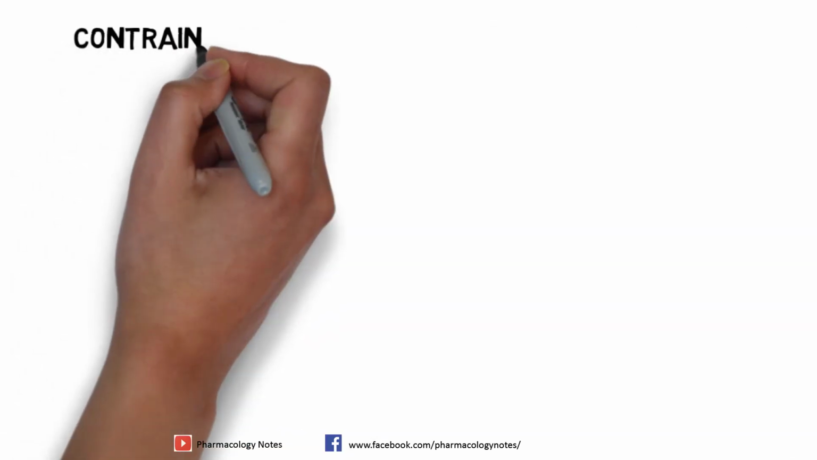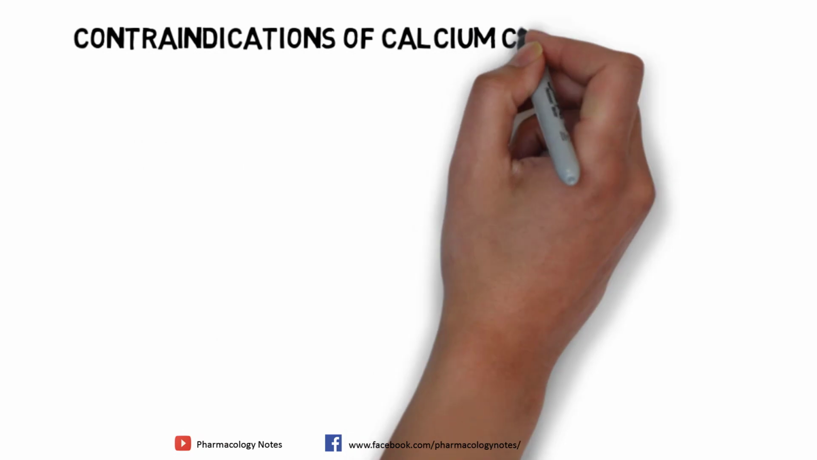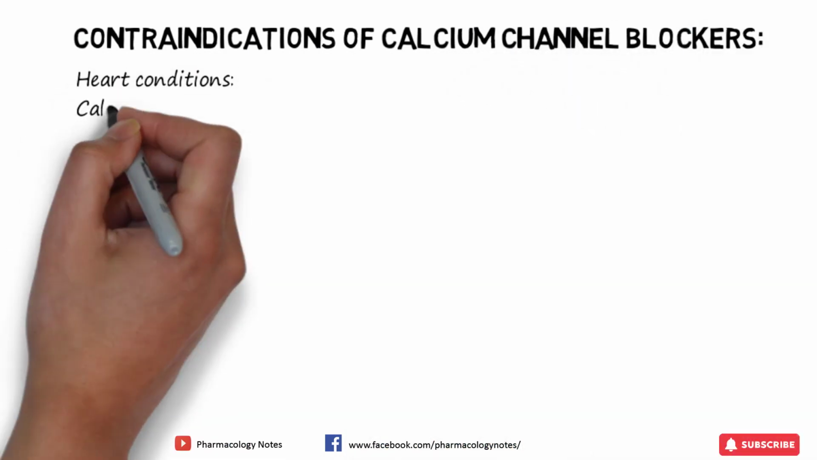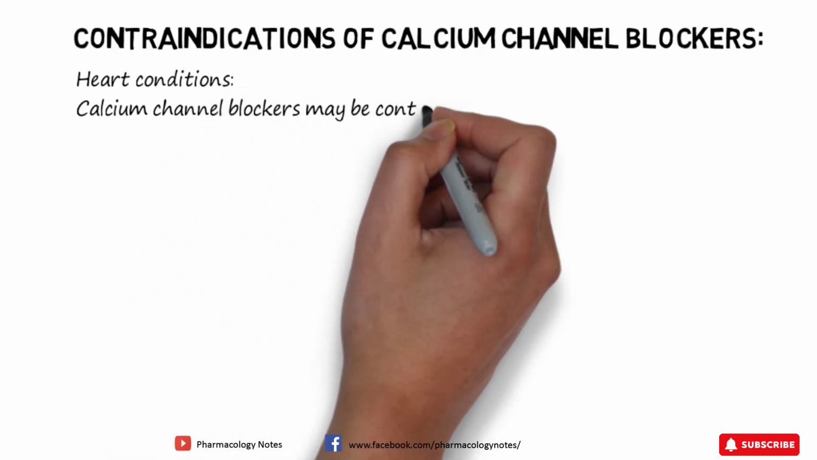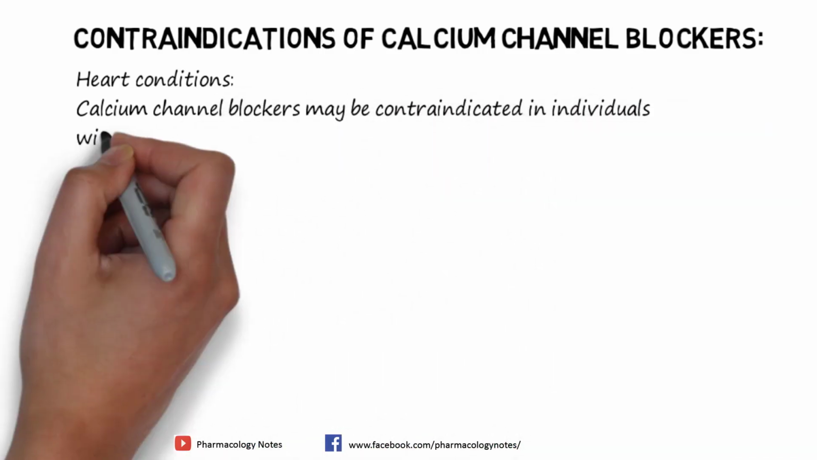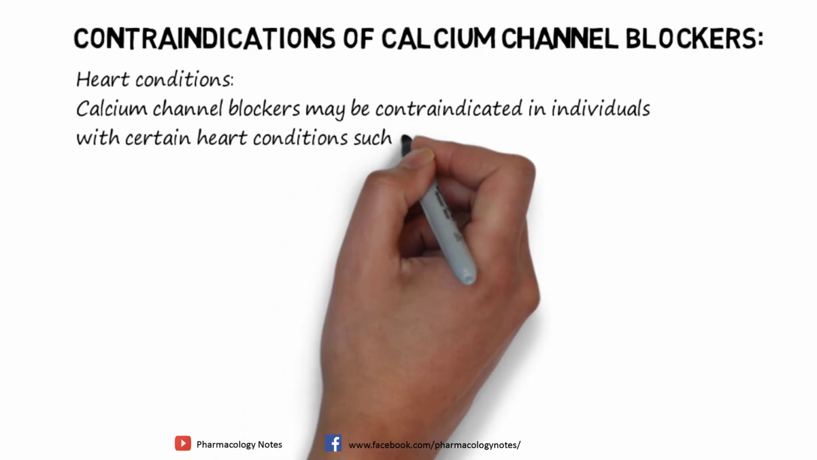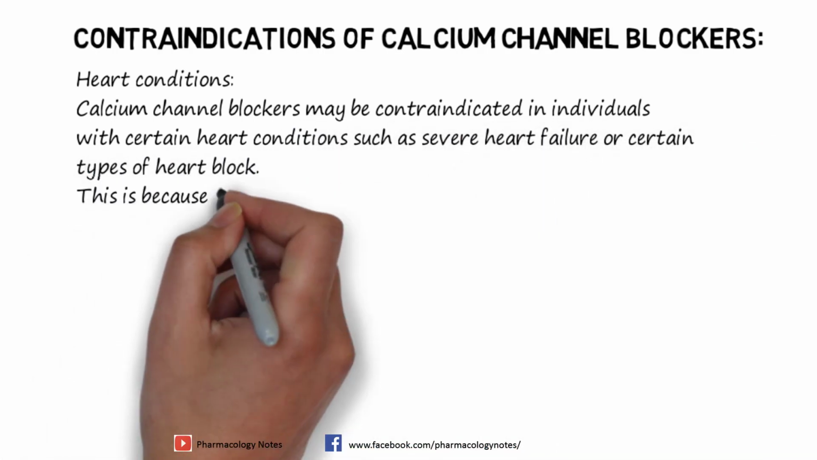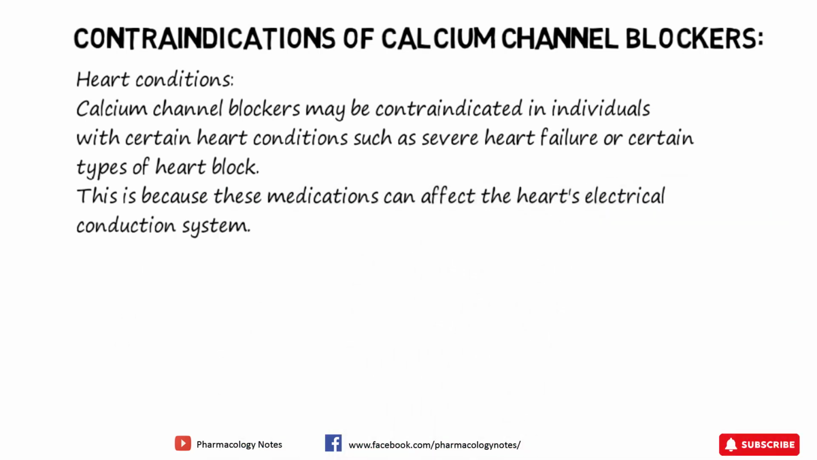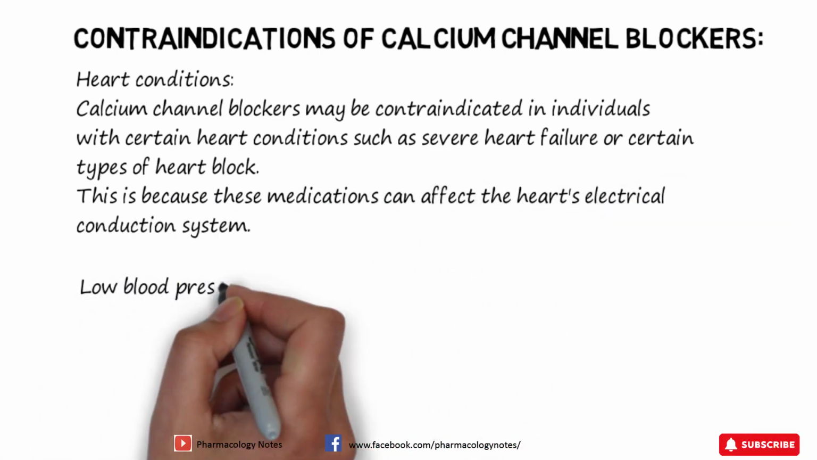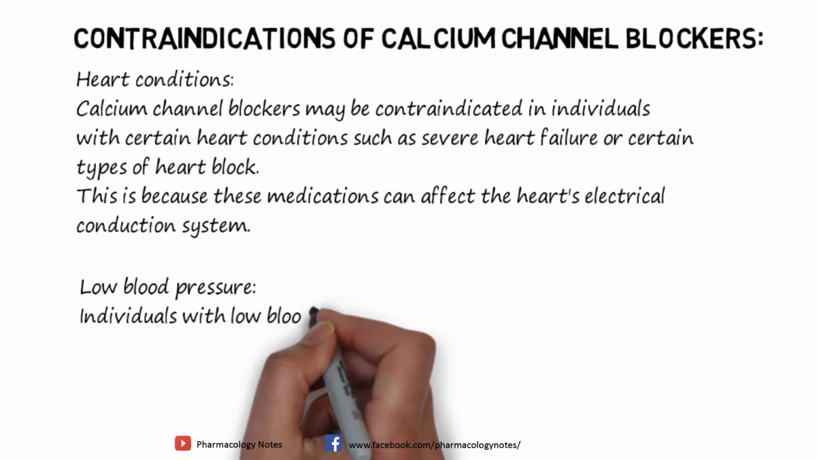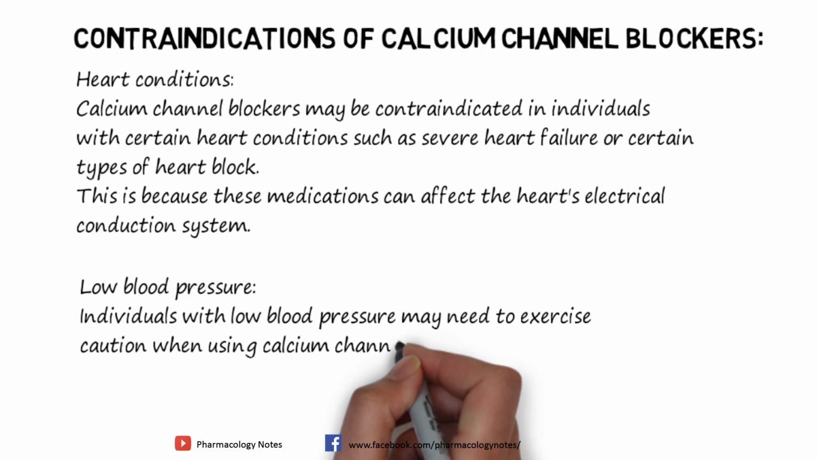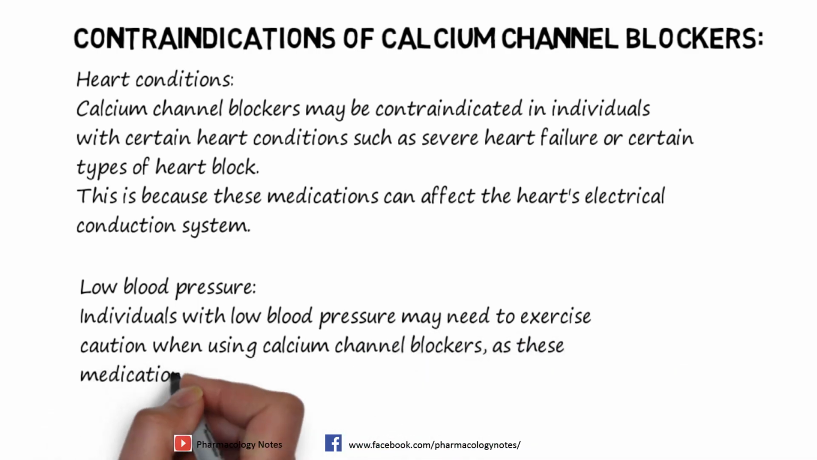Contraindications of calcium channel blockers. In heart conditions, calcium channel blockers may be contraindicated in individuals with certain heart conditions, such as severe heart failure or certain types of heart block. This is because these medications can affect the heart's electrical conduction system, so these are contraindicated. Low blood pressure: individuals with low blood pressure may need to exercise caution when using calcium channel blockers because these drugs lower the blood pressure. I hope it makes sense.